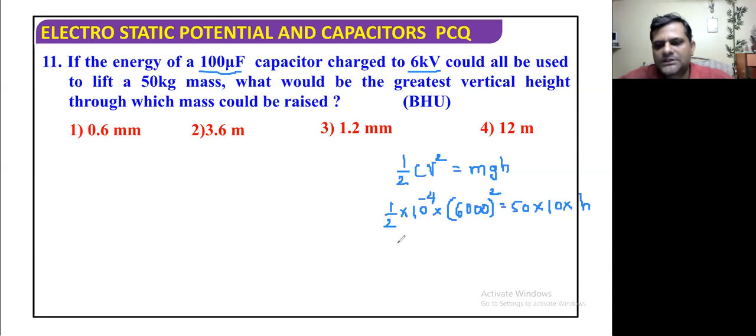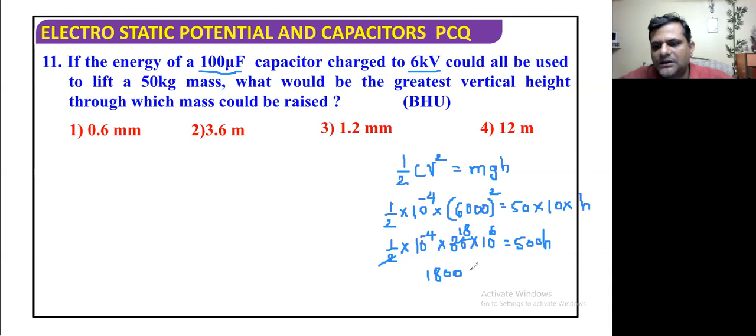So here we can just get this 1 by 2 multiplied with 10 raised to minus 4 into 6 का square बनता है 36, और 10 raised to 3 का square बन गया 10 raised to plus 6 here, which is going to be equal to 500 into h, right? So this 2 just gets cancelled with this 36, leaving behind 18 here. So it will be 18, and 10 raised to minus 4 into 10 raised to 6 becomes 10 raised to 2 here, which makes it 18 as 1800 here.